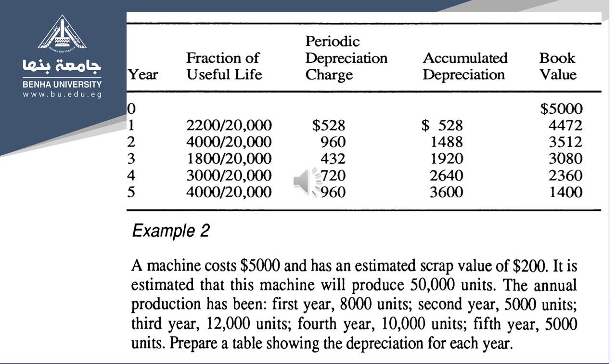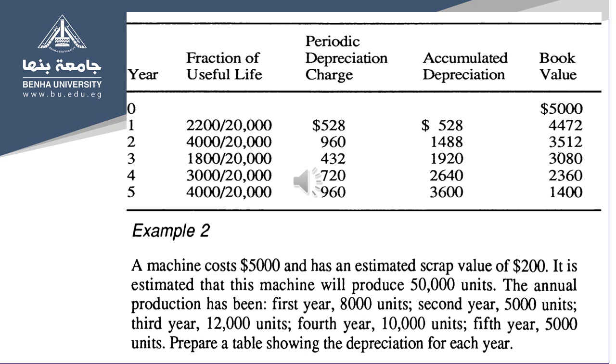720 must be added to 1,920 to take 2,640. 2,640 must be subtracted from 5,000 to take the result 2,360. In the fifth year, 4,800, the wearing value, must be multiplied by 4,000 over 20,000 to take the periodic depreciation charge 960.